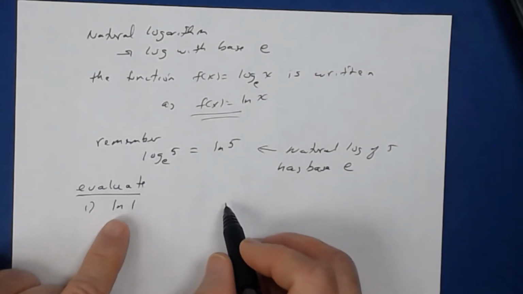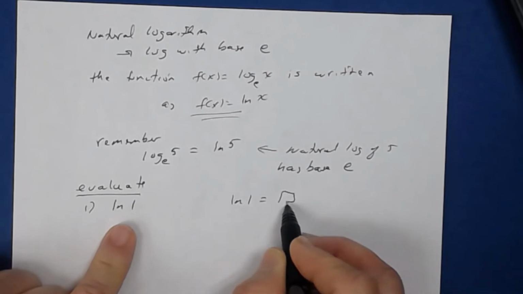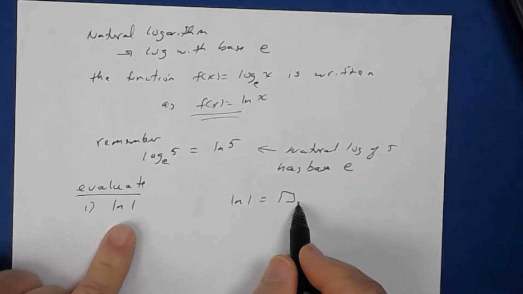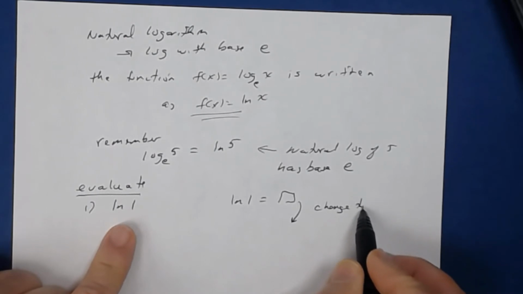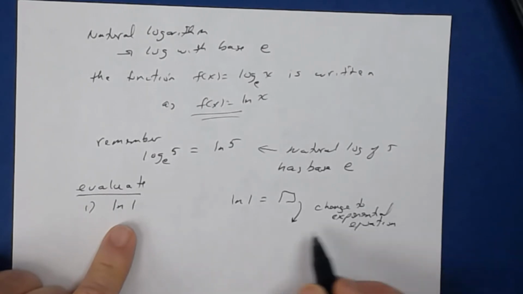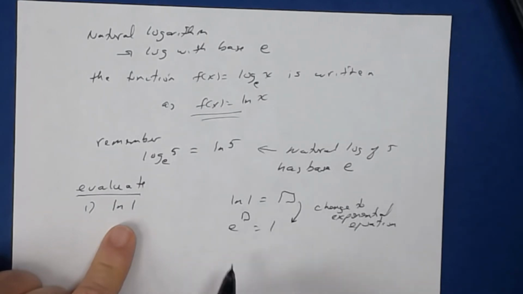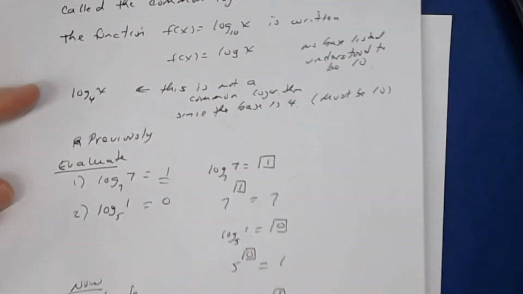I'm going to go off to the side. I want to know what the natural log of 1 is. So the natural log of 1 equals box, right? And I know the base is understood to be what base? E. So I'm going to change this to an exponential equation. When I do that, I get e to the box equals 1, right? Well, e to what power is 1? You've done that many times before.